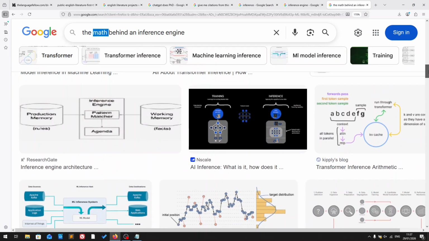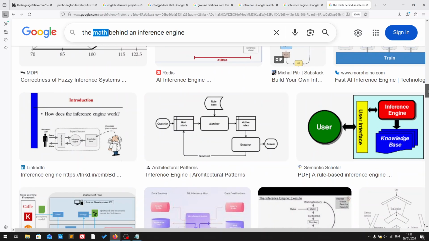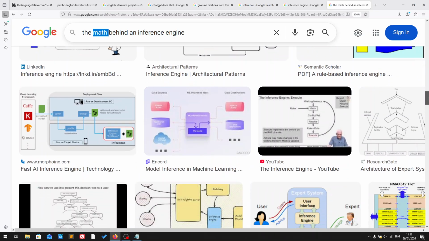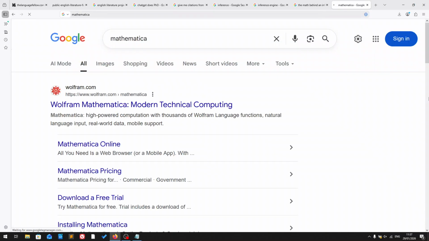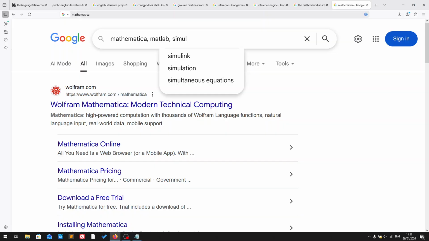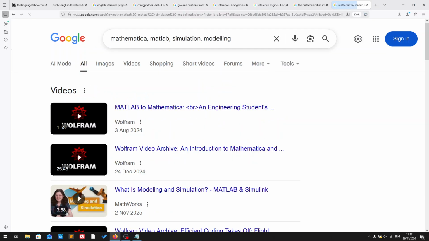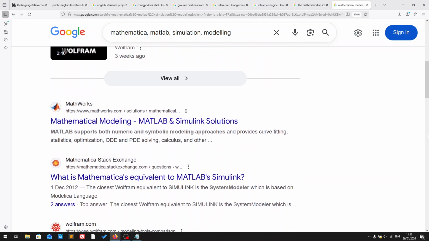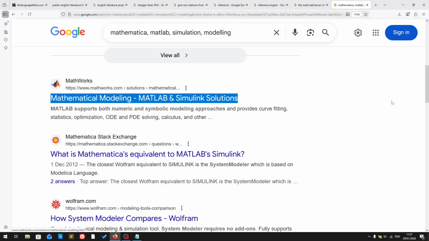Pure mathematics, applied mathematics. I'm talking about modeling, and I'm talking about what you have in Mathematica as a software. Okay, so that's one, and then there is MATLAB, and then simulation and modeling, mathematical modeling. Okay, so many things go there. Here it is. MATLAB is something I had before.